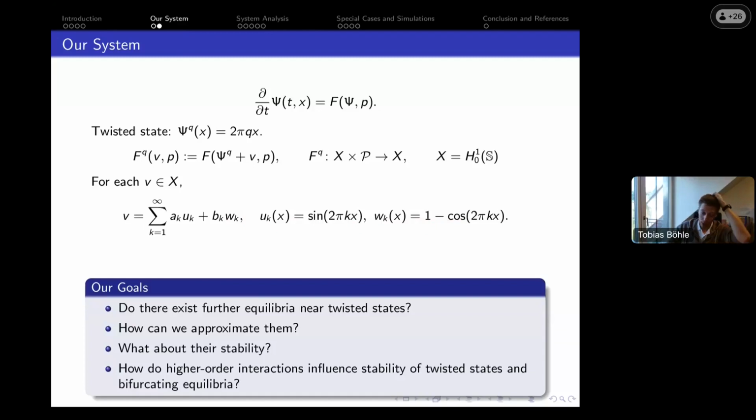And our goals in this project were to basically study the bifurcation of twisted states and the influence of higher order interactions. So we wanted to know if there exist further equilibria near the twisted states, and if they exist, how we can approximate them, and then what we can say about their stability, and also how higher order interactions influence the stability of these twisted states and possibly the bifurcating equilibria.